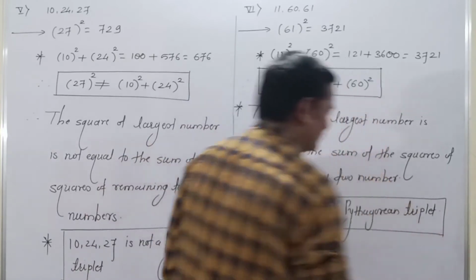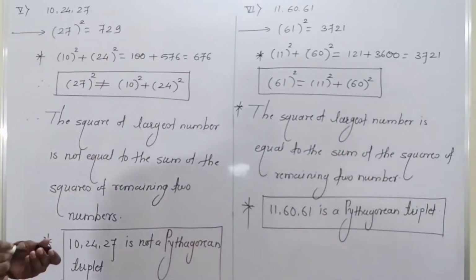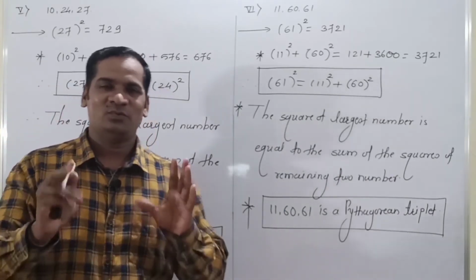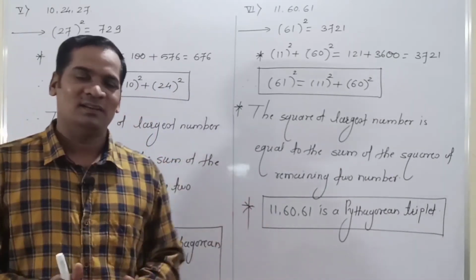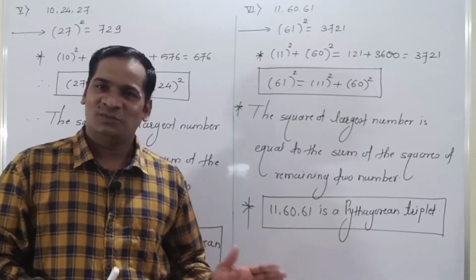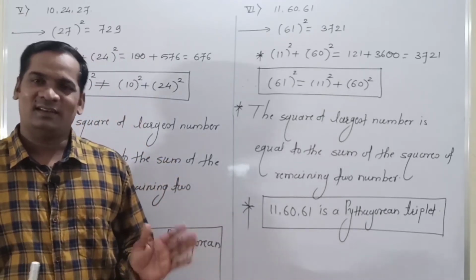Okay. How simple is this? So easily we can complete this question number 1, in which we have to just find out whether the given three numbers are Pythagorean triplet or not. How simple is this? So let's move toward the next example.